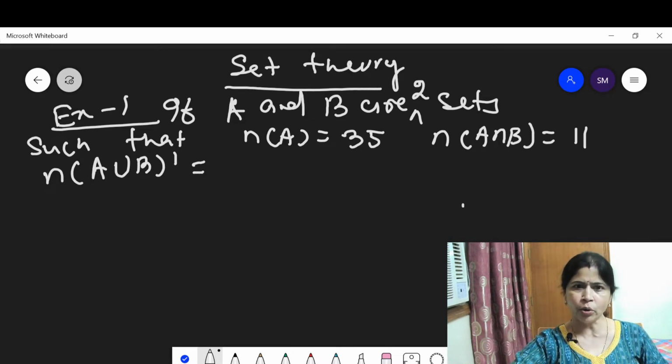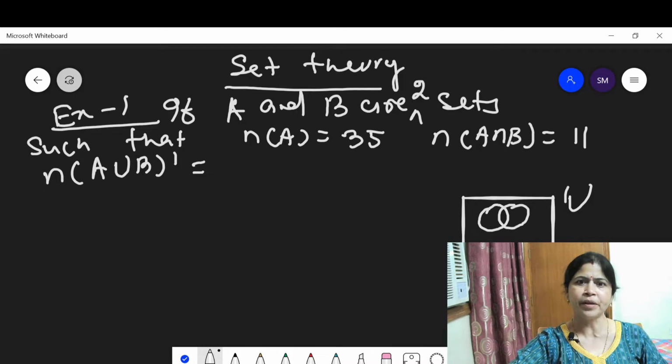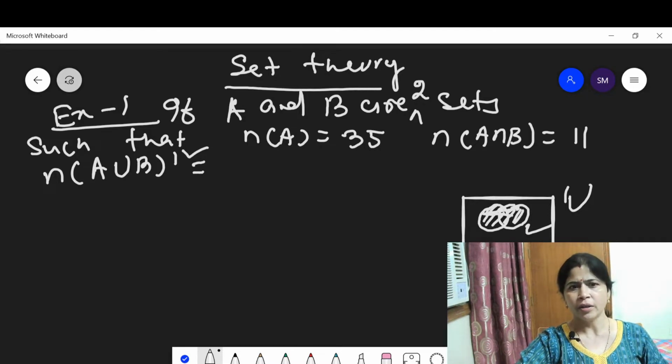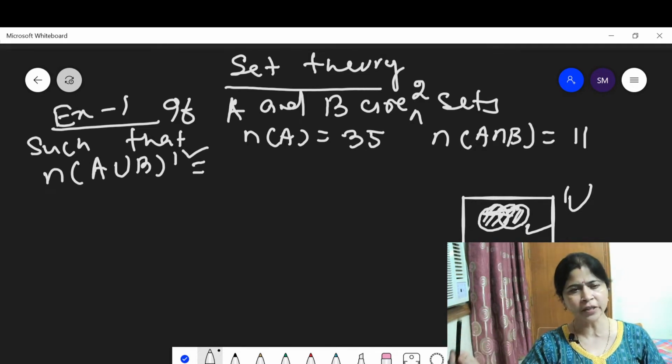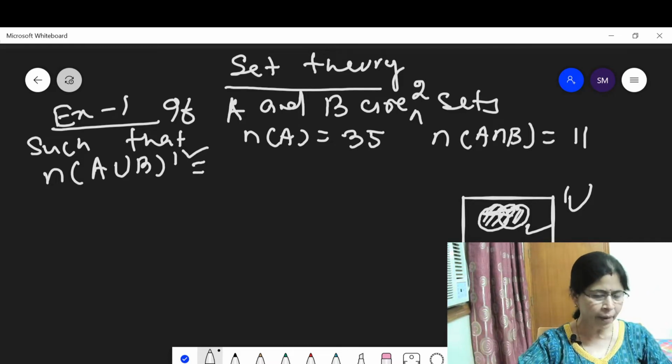This means, look here at the Venn diagram. This is the universal set, this is set A, and this is set B. A union B means these portions. A union B dash means excluding this, all these. A union B dash means the universal set minus A union B, that is, excluding A union B from the universal set. n of (A union B) dash, the number of elements present in (A union B) dash, is given here as 17.